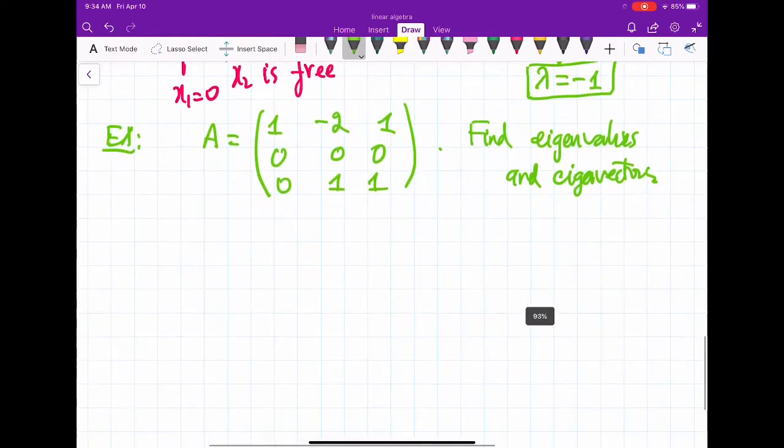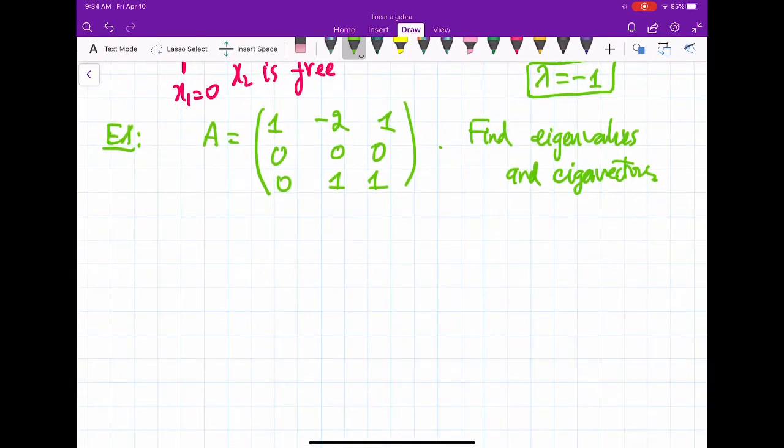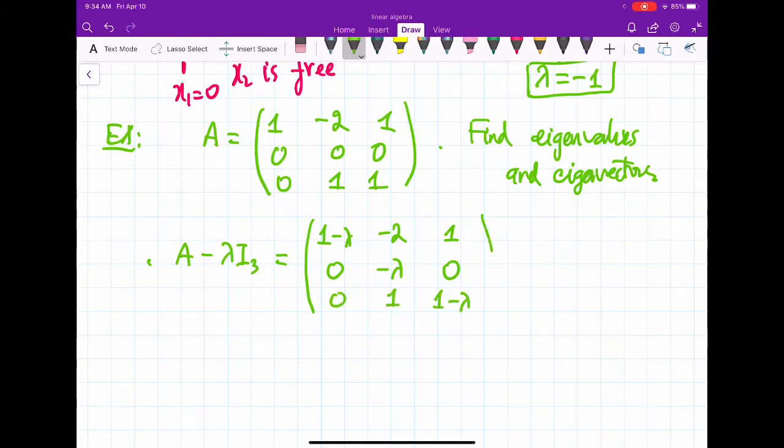We do almost the same, but now I will do that very shortly. I will not write in detail. Okay, I will find A minus lambda I3 equal to 1 minus lambda, negative 2, and 1; 0, negative lambda, 0; 0, 1, 1 minus lambda. So look at this. Basically, I just pick all entries on the main diagonal of A, right, and subtract lambda. You see that? It's pretty easy. All the entries are still the same, right?